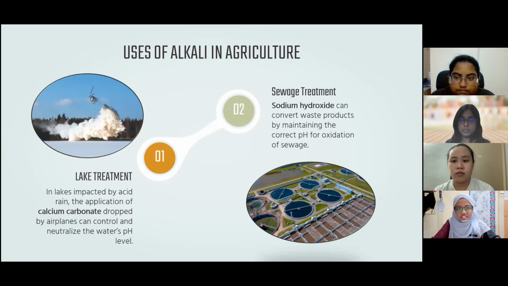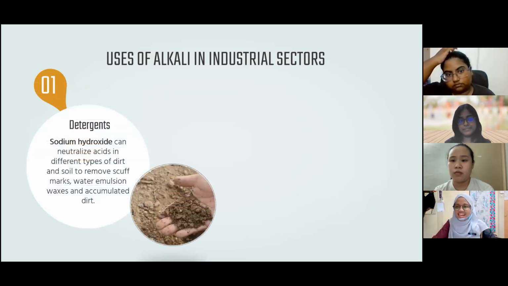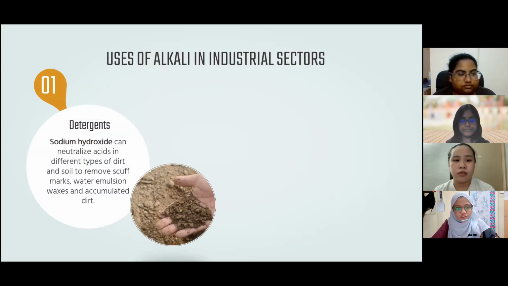We will move to the next part: uses of alkali in industrial sectors. Can anyone guess what the use of alkali in industrial sectors is? Detergent, teacher. Yeah, correct. The first one is that sodium hydroxide can neutralize acids in different types of dirt and soil to remove scuff marks, water emulsion waxes, and also accumulated dirt.